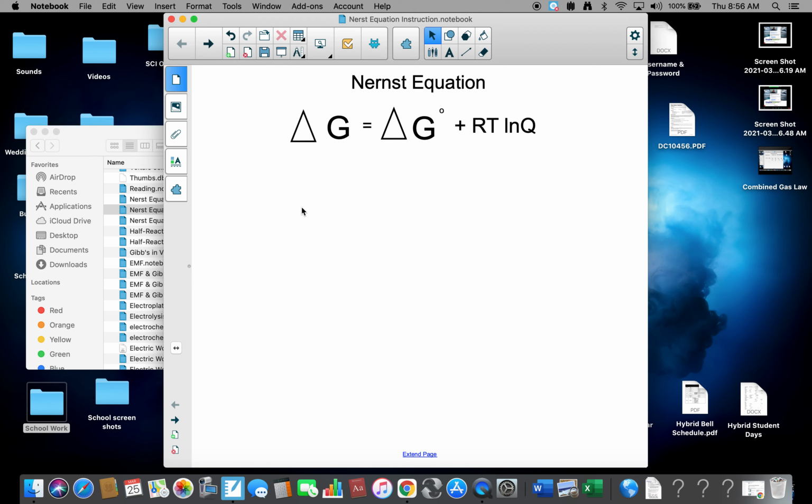An exciting and fascinating topic of chemistry: looking at the Nernst equation. What is the Nernst equation? Well, the Nernst equation is a way to find the EMF, electromotive force, at varying conditions.